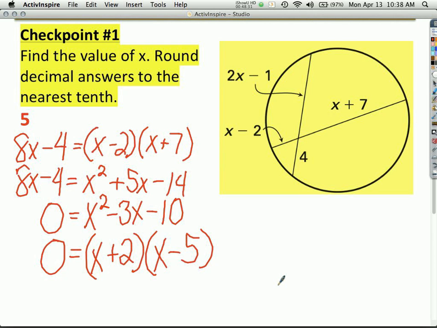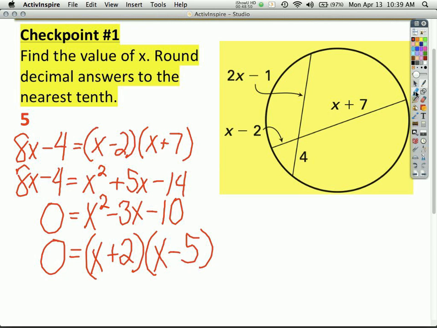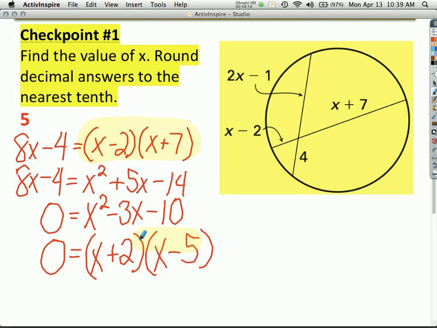Solve both of those. It's the zero product property. X plus 2 equals 0, x minus 5 equals 0. You get two solutions: x equals negative 2 and x equals 5. Cannot have a distance that's negative, so you end up with just 5. So again, I am sorry if you were not able to remember from last year how to deal with this and how to deal with this here coming from that there.